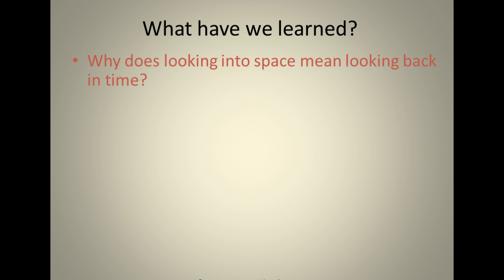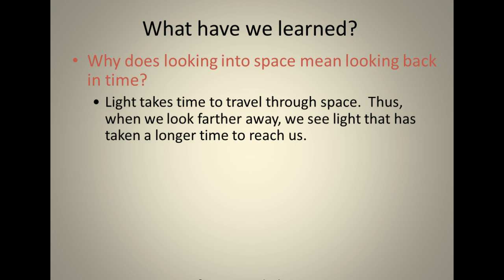Then we look at the idea of why looking into space means looking back in time. We said that light takes time to travel through space, and we talked about a light year. Thus, when we look further away, we see light that has taken a longer time to reach us. So the further away an object is, the longer its light takes to reach our eyes. Therefore, the older it is.